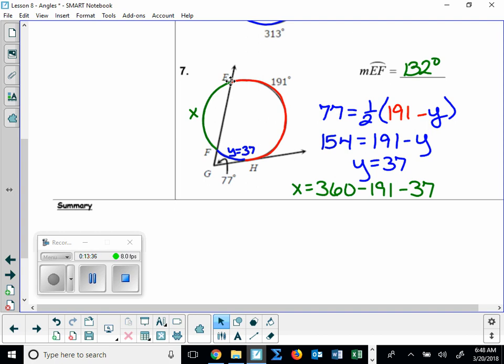All right, for your summary, I want you to tell me what's the rule if the angle is formed inside, what's the rule if the angle is formed outside, and what's the rule if the angle is formed on the circle.